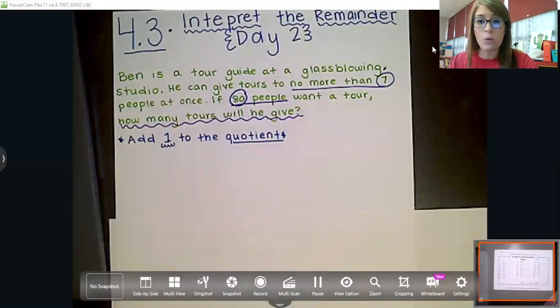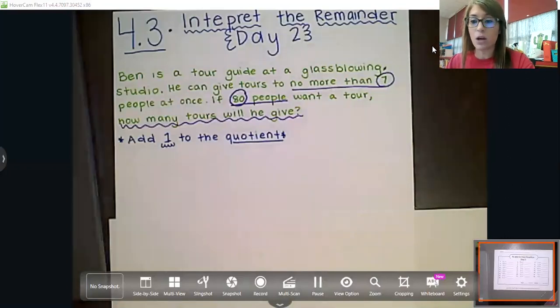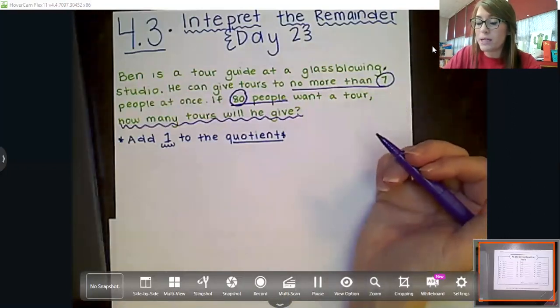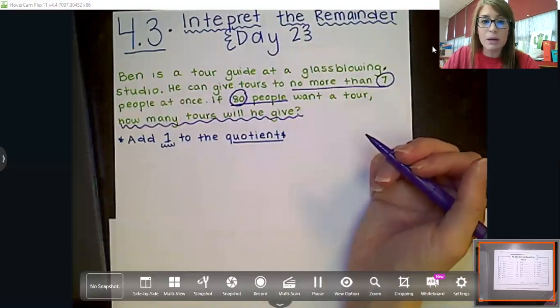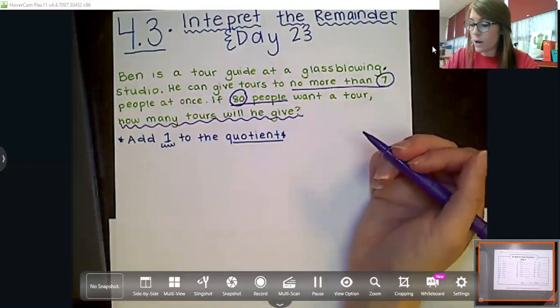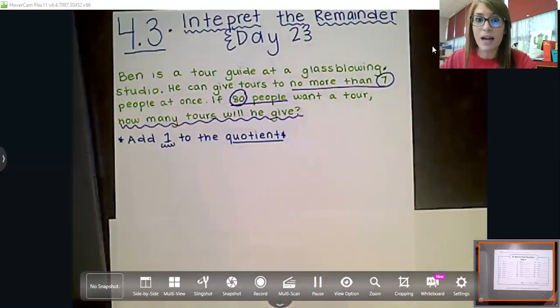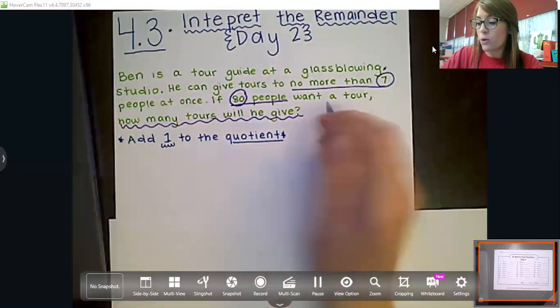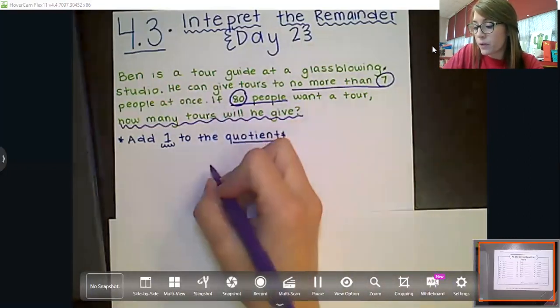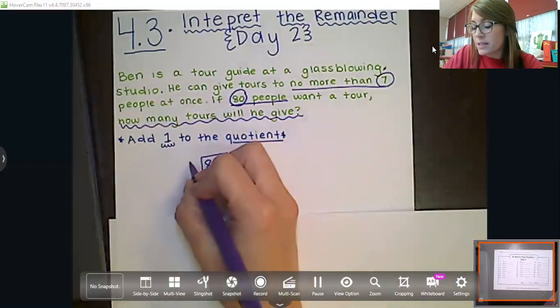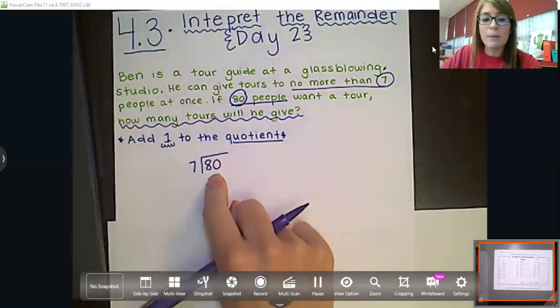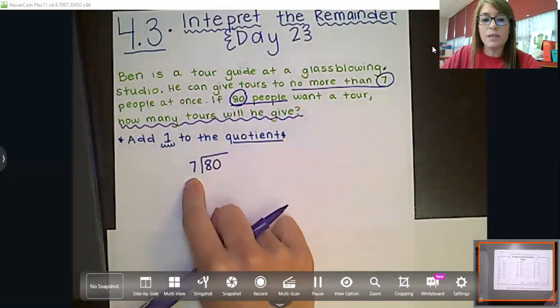Okay, so we know that we're dividing, so let's go ahead and write our division problem down. If you don't already have a piece of paper and a pencil, go ahead and get one so you can work this out with me. Because remember, when we work things out together and write them down, we're going to remember it easier or better. Okay, so I've got 80, and I'm going to write it right here. 80 divided by 7. So 80 people total and at most groups of 7.